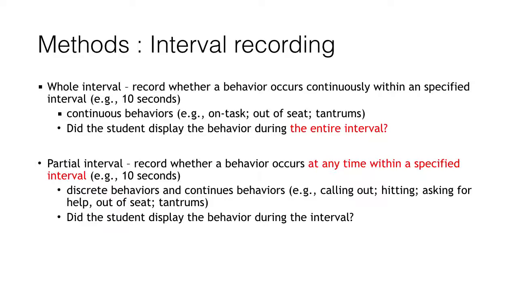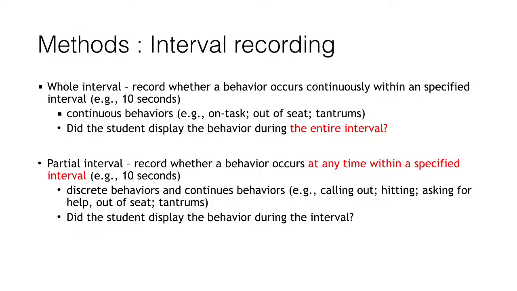Interval recording is also very popular. It has 3 types: whole interval, partial interval, and time sampling. To use the interval recording system, you will divide the observation time into short and equal intervals, and the occurrence of behavior within each interval is recorded.